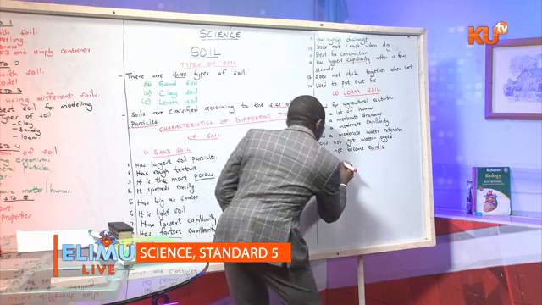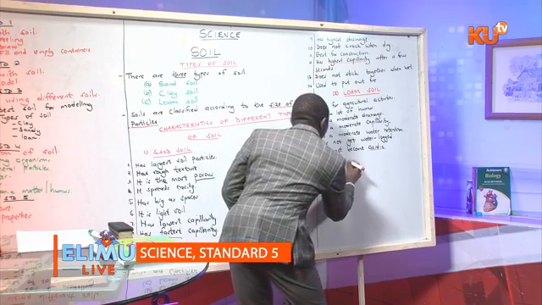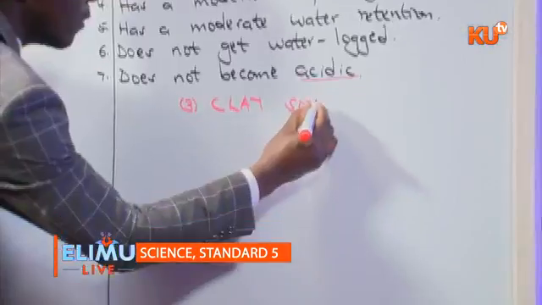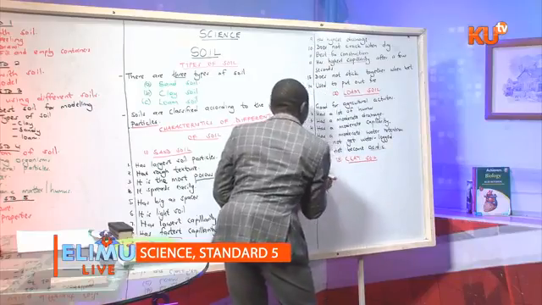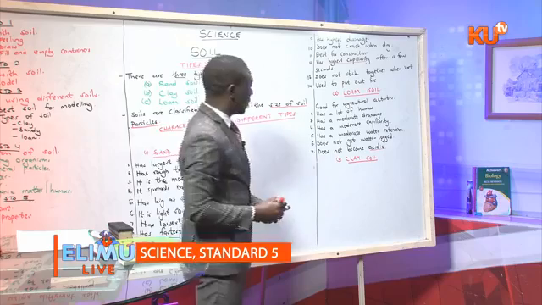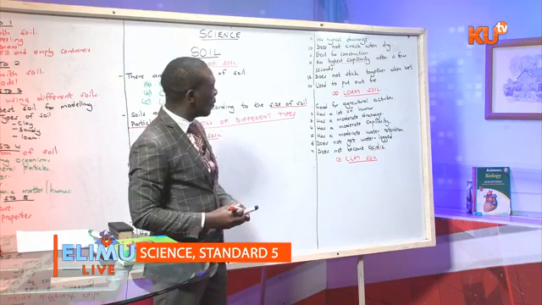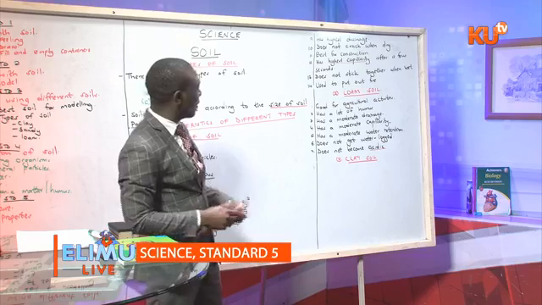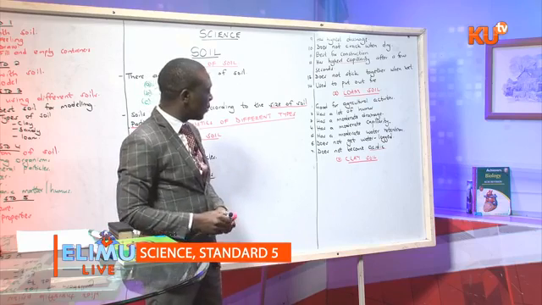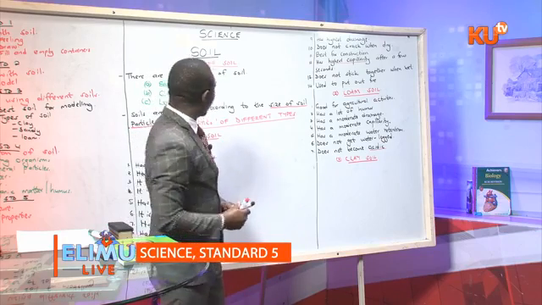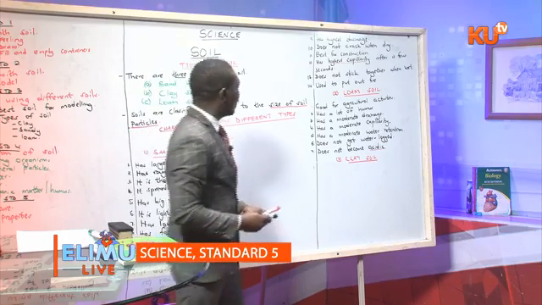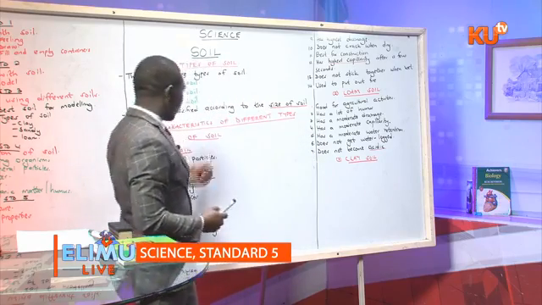Another type of soil we want to look at is the last one, which is known as clay soil. Clay soil has very many characteristics. It has more than 20, but I'll just look at a few that are common and that will build us in this topic for today. So clay soil, on the other hand, is the third type of soil, and it has different features that differentiate it from these other types of soil.